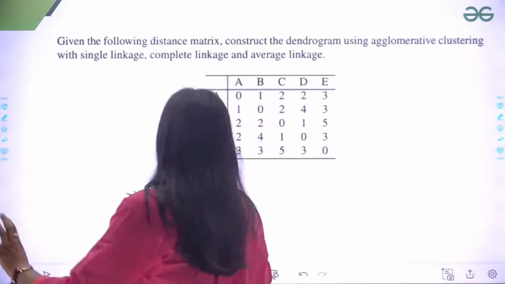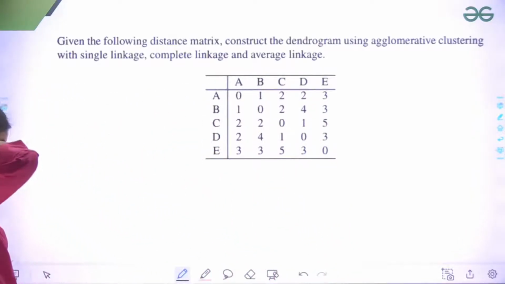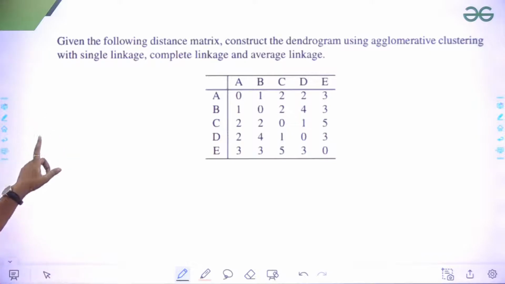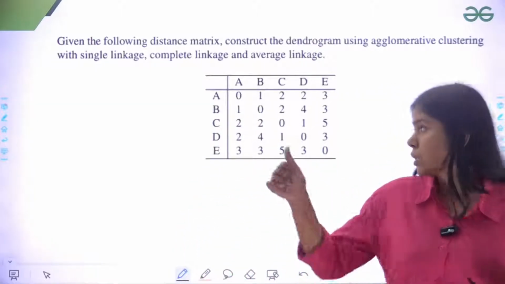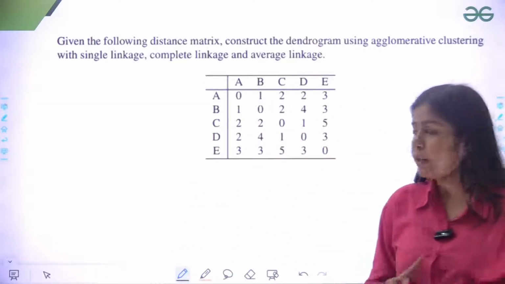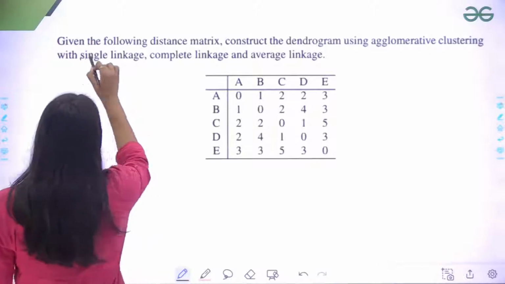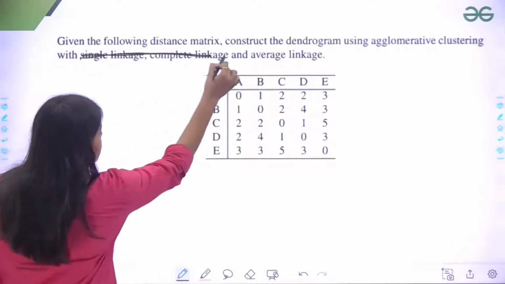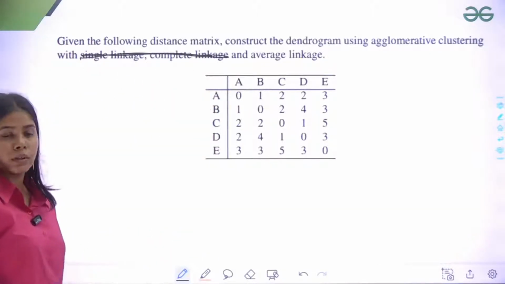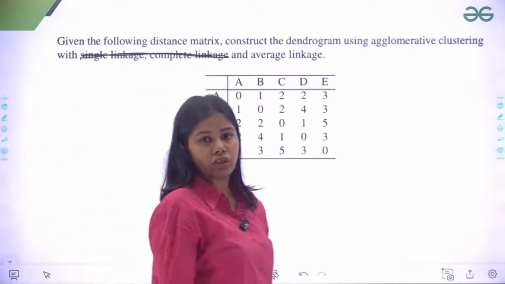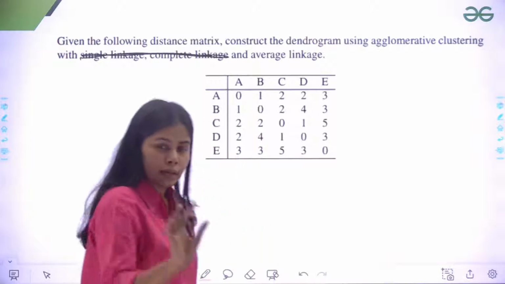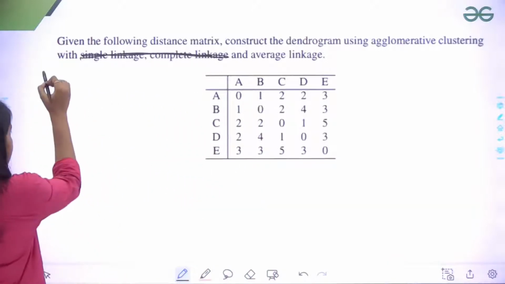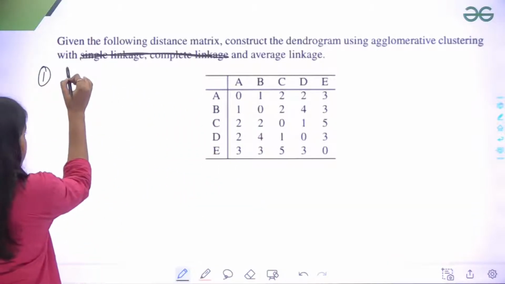This is the question. Given the following distance matrix, construct the dendrogram using agglomerative clustering with single linkage, complete linkage, and average linkage. We have already solved questions on single linkage and complete linkage, so I'll leave it to you to solve this question based on those two algorithms. I'm going to solve it using average linkage. Okay, so let's start. Because it is agglomerative clustering, I'll start with single points.